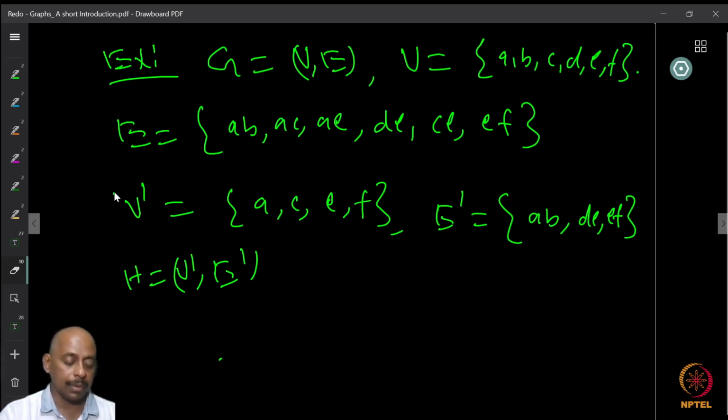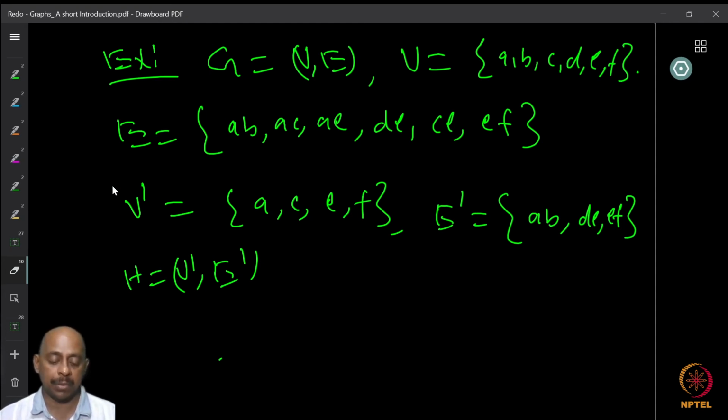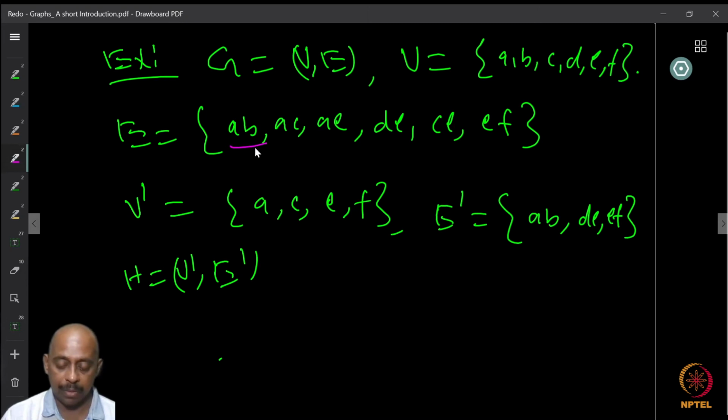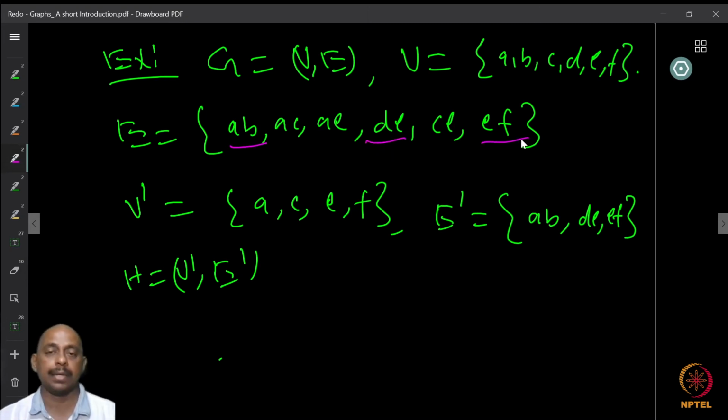Now, clearly, you can see that V dash is a subset of V because A, C, E, F is a subset of A, B, C, D, E, F. And E dash is a subset of E, which is {A,B}, {D,E}, and {E,F} is a subset of {A,B}, {A,C}, {A,E}, {D,E}, {C,E}, and {E,F}. So therefore, I see that V dash is a subset of V and E dash is a subset of E. But now, I claim that H is not a subgraph of G.